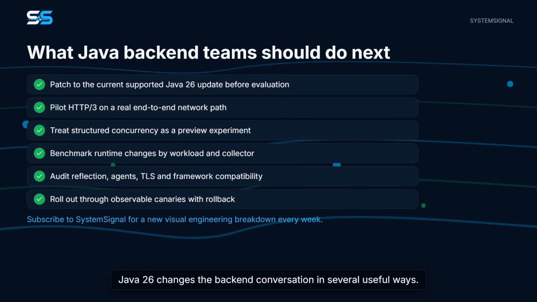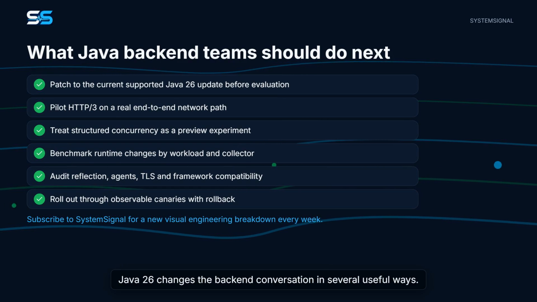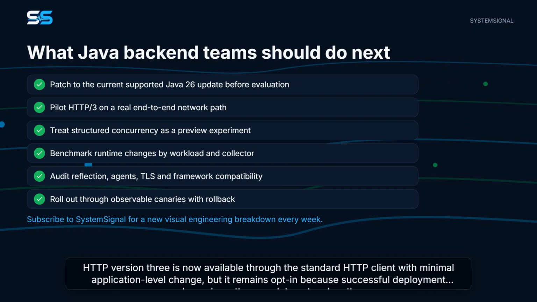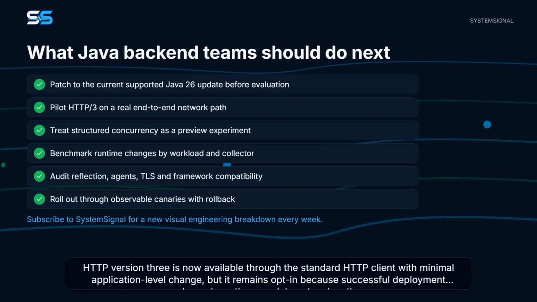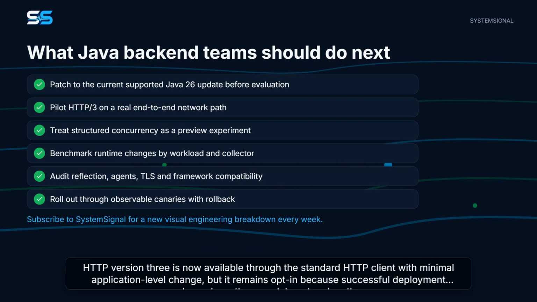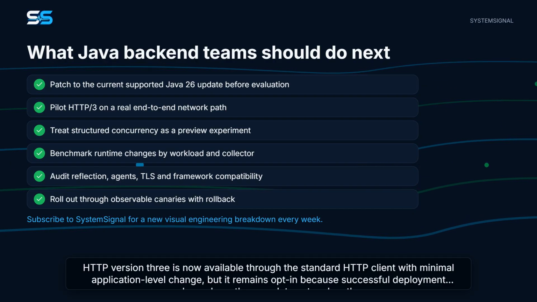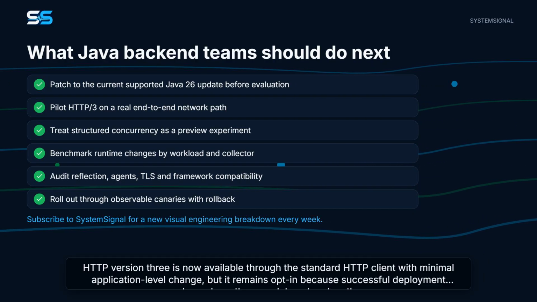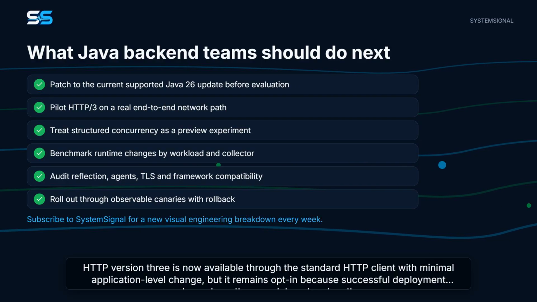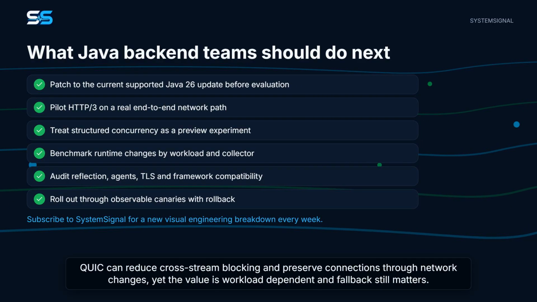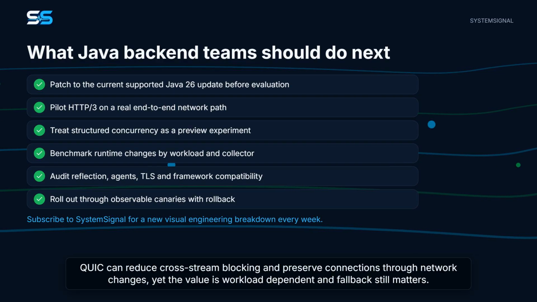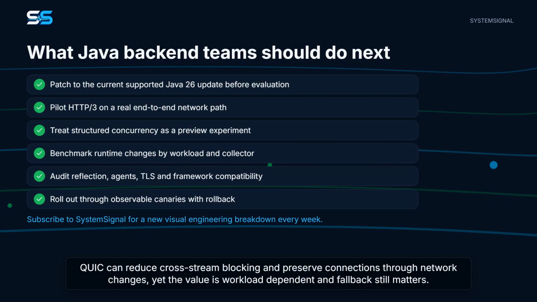Java 26 changes the backend conversation in several useful ways. HTTP version 3 is now available through the standard HTTP client with minimal application-level change. But it remains opt-in because successful deployment depends on the complete network path. QUIC can reduce cross-stream blocking and preserve connections through network changes, yet the value is workload-dependent and fallback still matters.